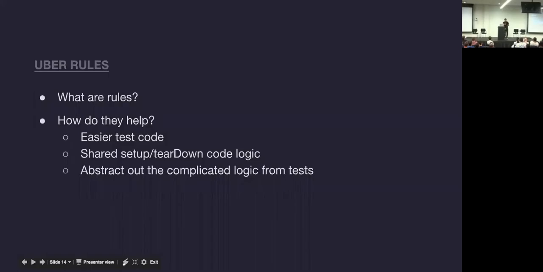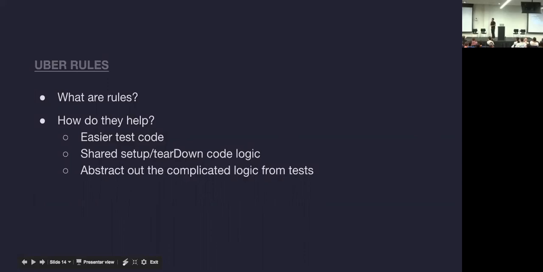So what are rules? Basically, rules allow us to share setup and teardown logic between the test methods. Using rules, we can make our app go into certain states and also reset the app state after the test has run. So how do they help us? They make the test code easier because now you don't have your setup and teardown logic in your test class. It's a shared class which is used by a lot of test methods. So the second point is shared setup and teardown logic.